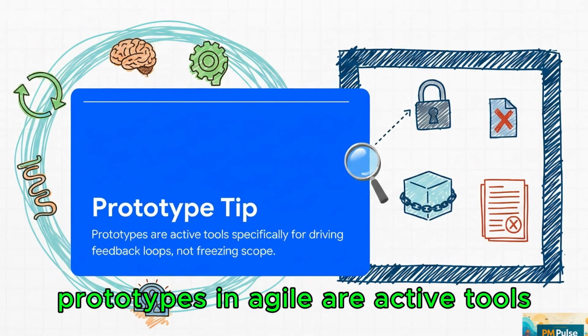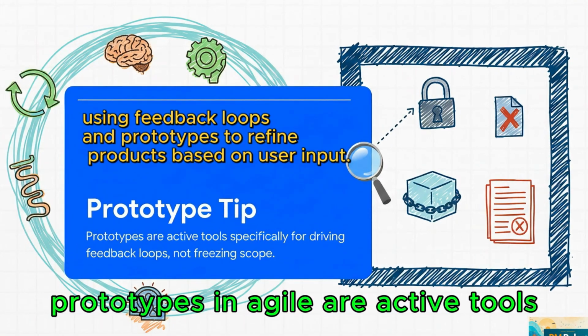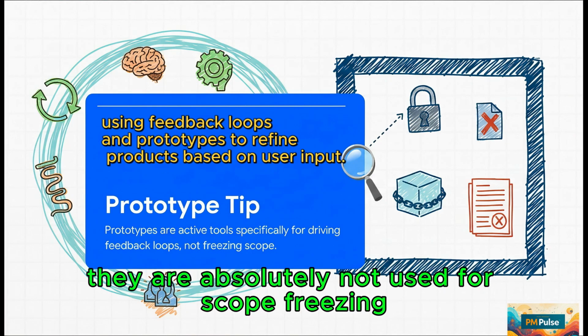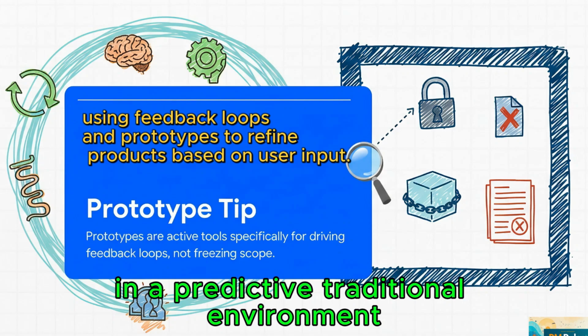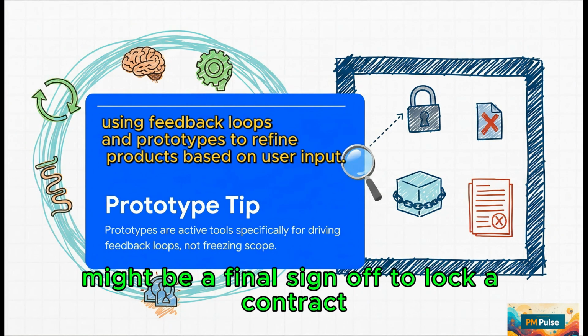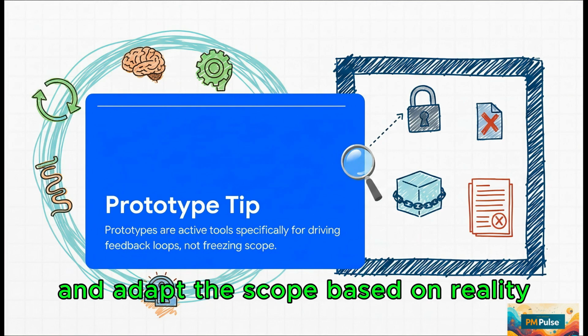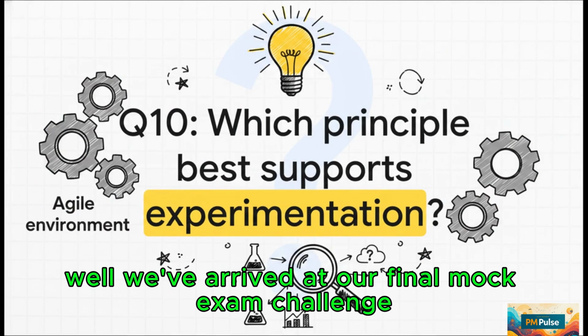Here's your study tip. Prototypes in Agile are active tools designed specifically for driving feedback loops. They are absolutely not used for scope freezing. In a predictive, traditional environment, a prototype might be a final sign-off to lock a contract. But in Agile, it's an active mechanism to trigger learning and adapt the scope based on reality. Well, we've arrived at our final mock exam challenge.